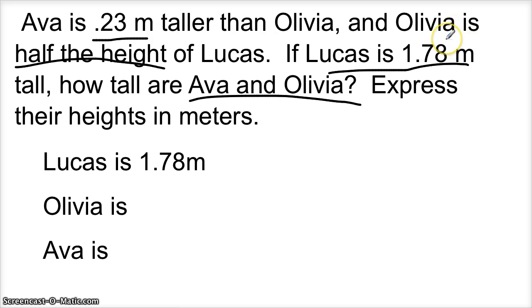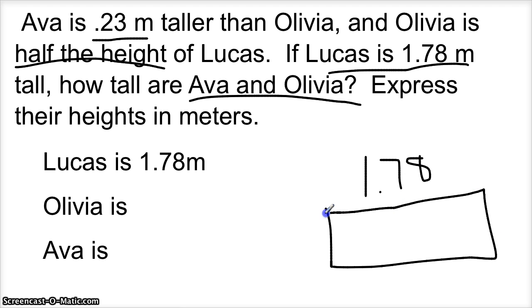Olivia is, and notice how I go back into the problem and I reread it over and over again until I can be sure I understand what it's asking me. Olivia is half the height. So if I have 1.78 and I want half of that, I'm going to draw a tape diagram again. So here is how tall Lucas is, and I want half of that. So how could I break this whole into a half? That would be boop, right down the middle.